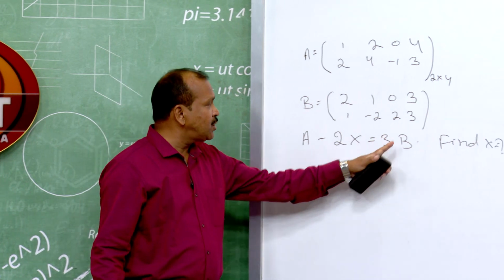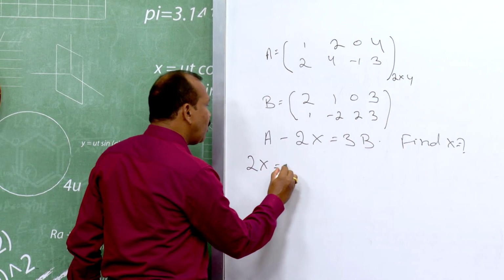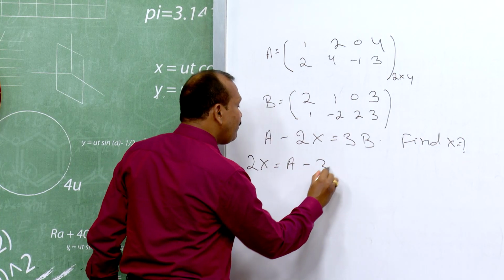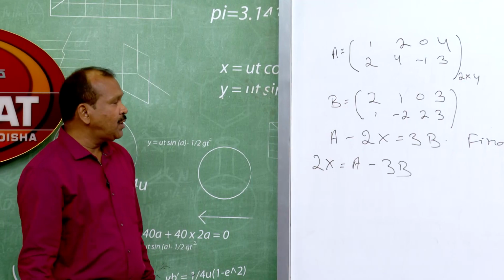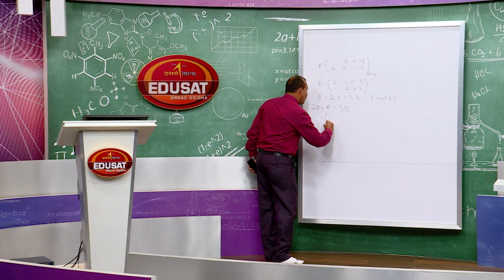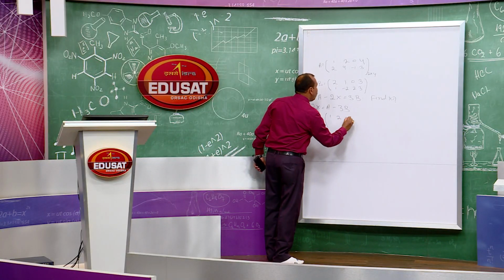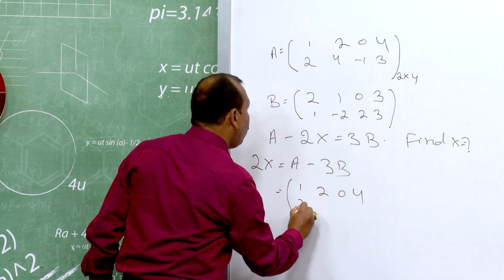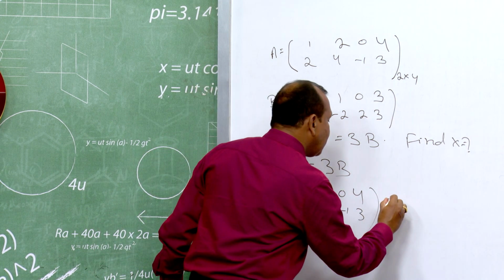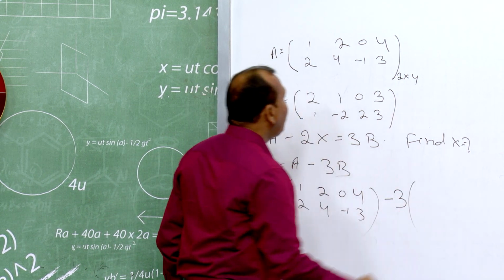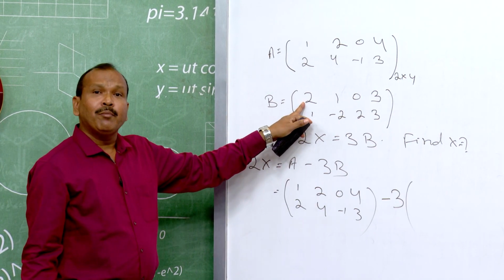So A minus 2X is equal to 3B. So 2X is equal to what? 2X is equal to A minus 3B. So this is equal to the A matrix, that becomes 1 2 0 4 2 4, minus 3 times the B matrix. 3 is a scalar and 3 is multiplied in the matrix B.